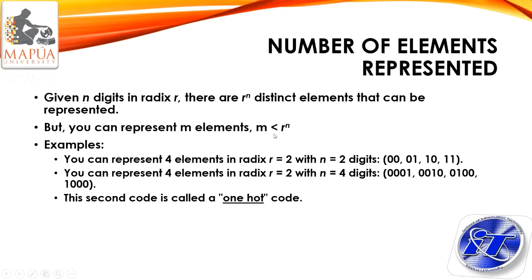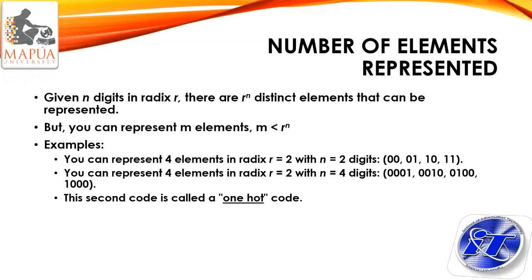4 is less than or equal to 2 raised to 2, which is 4. So 2 bits is enough to represent 4. But if we increase it to 3 or 4, no problem. The rule here is that the minimum is 2 digits.